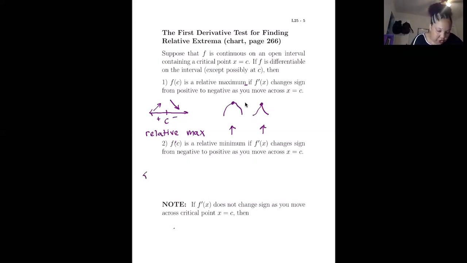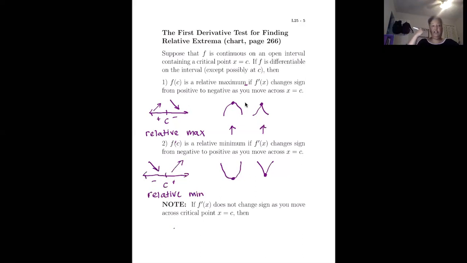Now, if I switch from decreasing to increasing, then I have a relative min. And that's going to look something like this or something like this. If it doesn't change signs, if it's increasing and then increasing, or decreasing and decreasing, then there's no relative max or min.